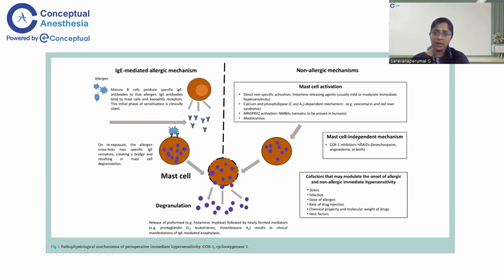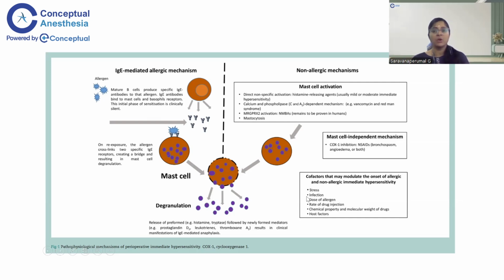These mast cell independent mechanisms include COX-1 inhibition by NSAIDs, which can lead to bronchospasm or angioedema. There are also factors that will modulate the onset of allergic and non-allergic mediated hypersensitivity reactions, which include stress, infection, dose of allergen, rate of administration of the drug, the chemical property and molecular weight of a drug, and the host factors. So all these will determine how the patient is going to respond to an allergic mediated response.